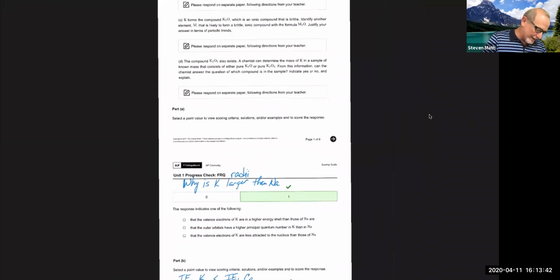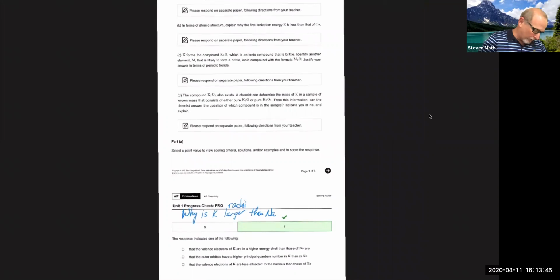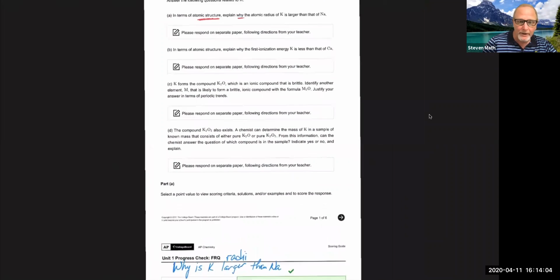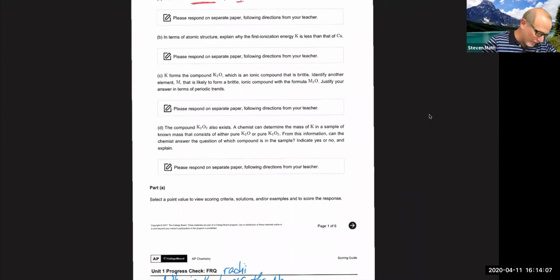What about part C? Part C says K forms ionic compound K2O, which is an ionic compound that is brittle. Identify another element M that is likely to be brittle and form an ionic compound. So basically they're saying, pick something that's going to bond the same way as the potassium is. And this would be very easy.